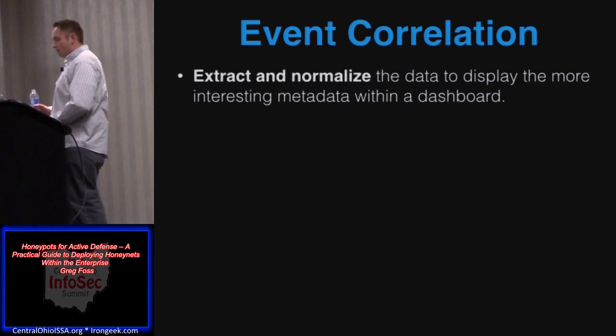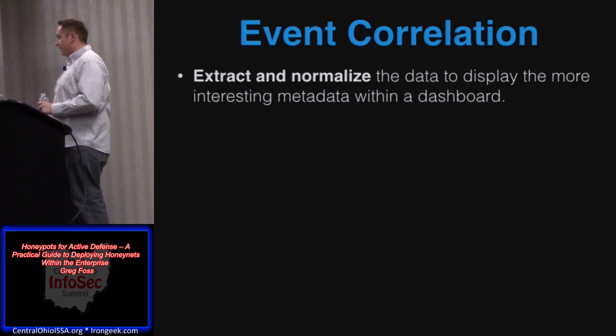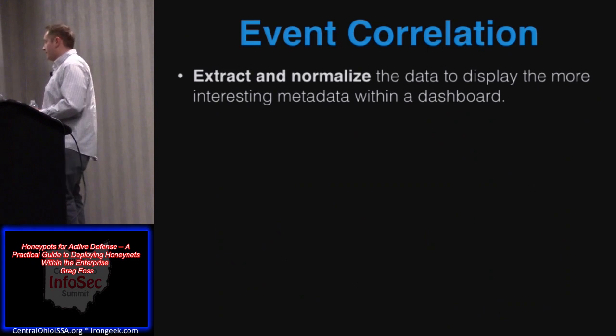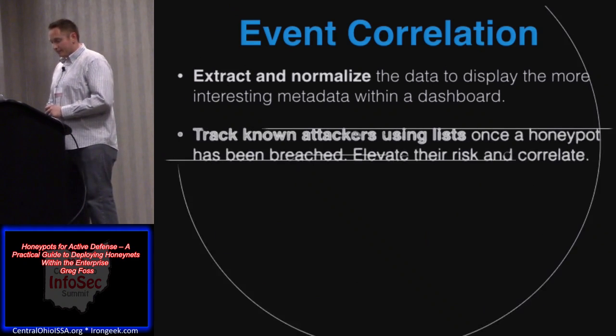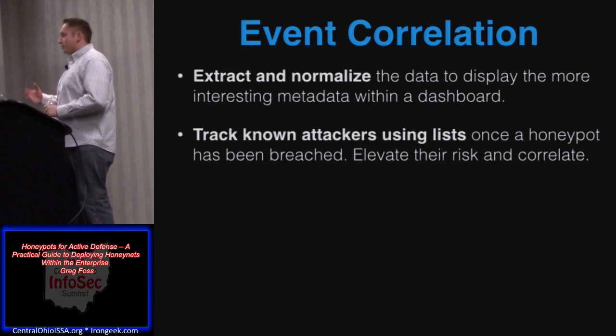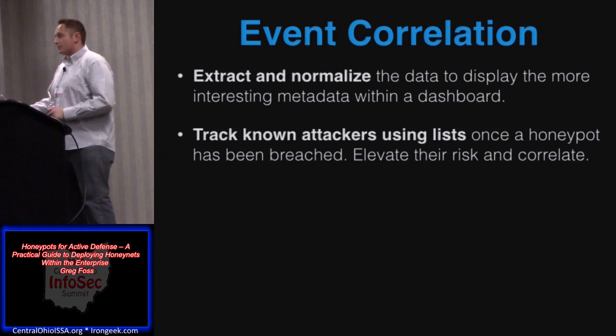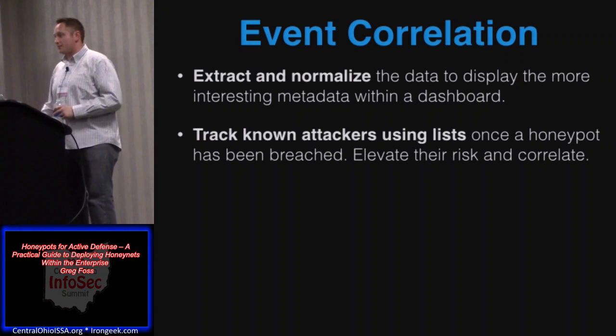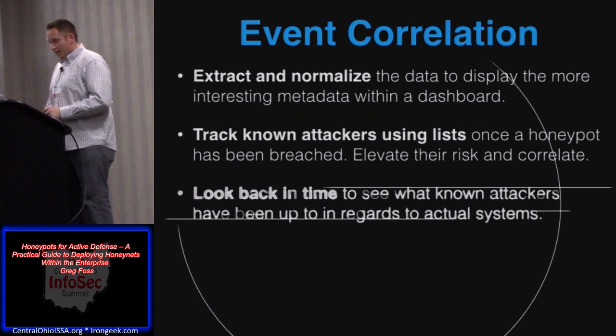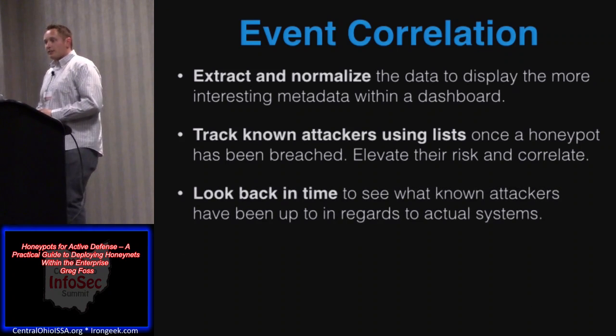So first step, you want to extract and normalize the data to display basically the interesting metadata, the stuff that you care about, right? You want to track known attackers. Basically take any indicators and add them to a list so you can correlate across your environment. That could be usernames, IP addresses, all sorts of different things. And look back in time. So check to see what else this attacker's been doing in the past.